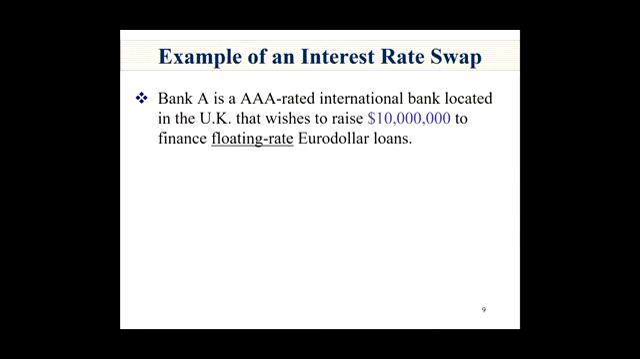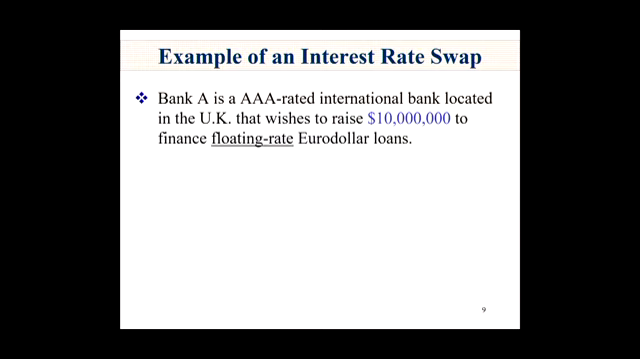So Bank A is a AAA rated international bank located in the UK. They wish to raise $10 million to finance floating rate Eurodollar loans. So what is a Eurodollar? A Eurodollar is a deposit of US dollars in a bank located outside of the US. All right, a deposit of US dollars in a bank located outside of the US. Why is it located outside of the US? Where is Bank A? Bank A is in the UK, okay?